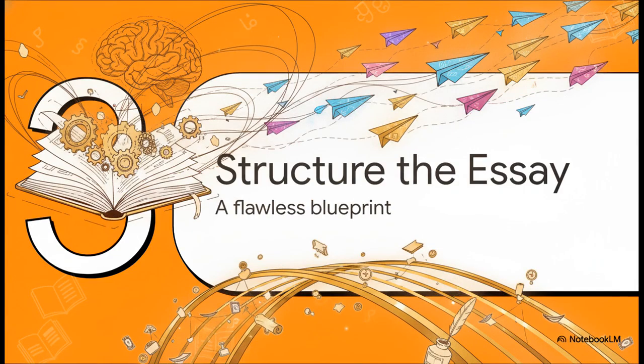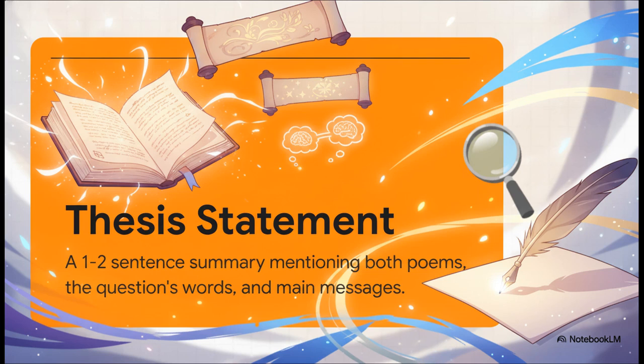Moving right along to section 3, structuring the perfect essay. You need a flawless blueprint for this. And that blueprint all starts with the thesis statement. This is the absolute anchor of your entire essay. It needs to be a short, punchy 1 to 2 sentence summary in your intro. Make sure you include the exact words from the prompt, mention both poems by name, and clearly state the poet's main messages. Always write this in the third person.